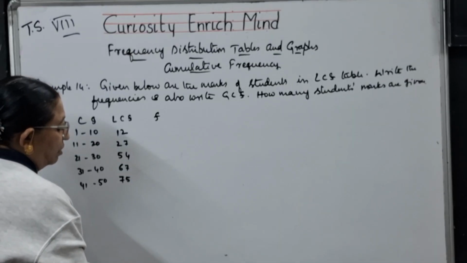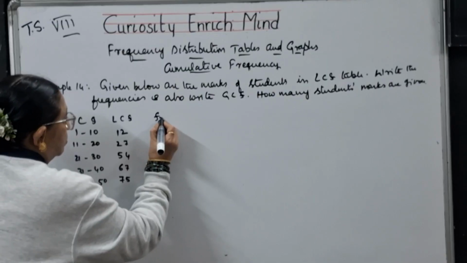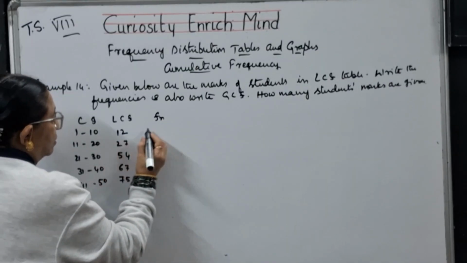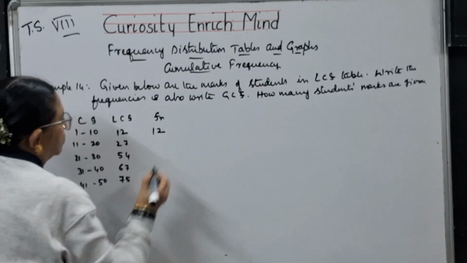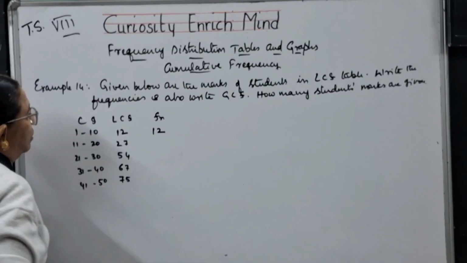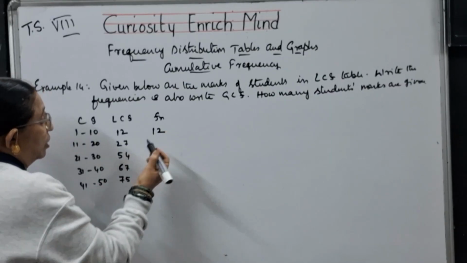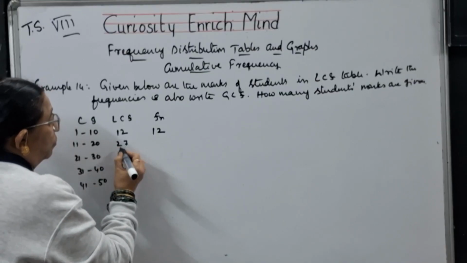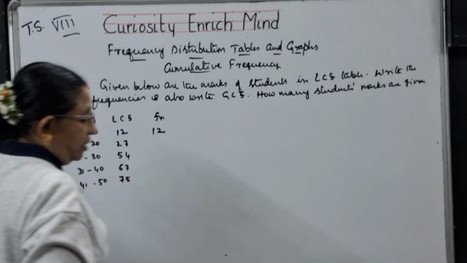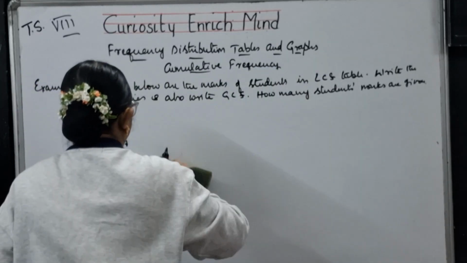So how to write? First, let us talk about this part only. From the less than cumulative frequency, you have to write the frequency. What you have to do? First, you take the first value as it is. Since this is less than cumulative frequency, we should start with the least value. The least value frequency is 12, as it is. In the cumulative frequency, what you did was add. Now, let me write the frequency a little bit away so that the calculation part can be written.